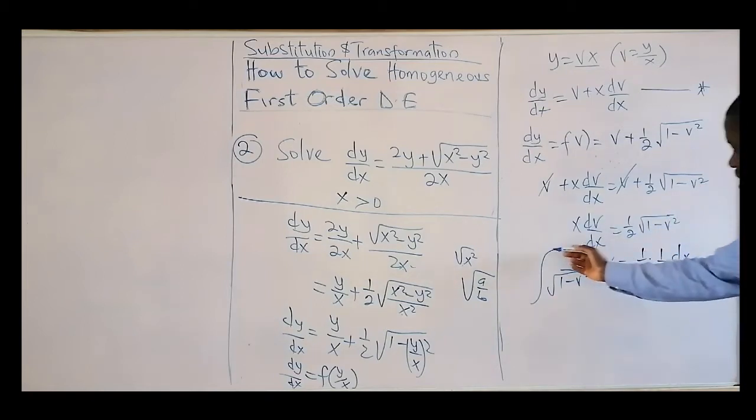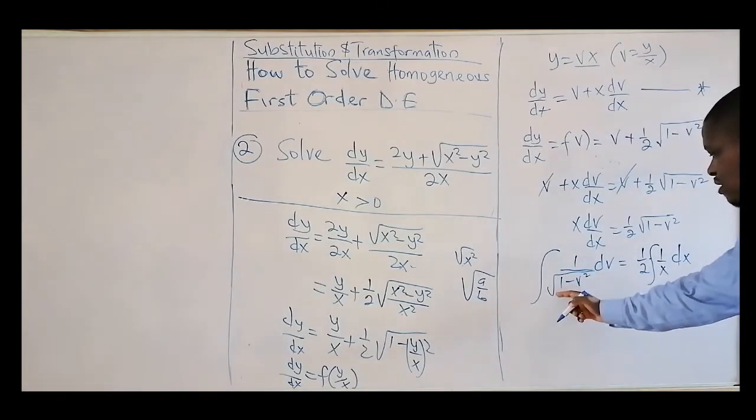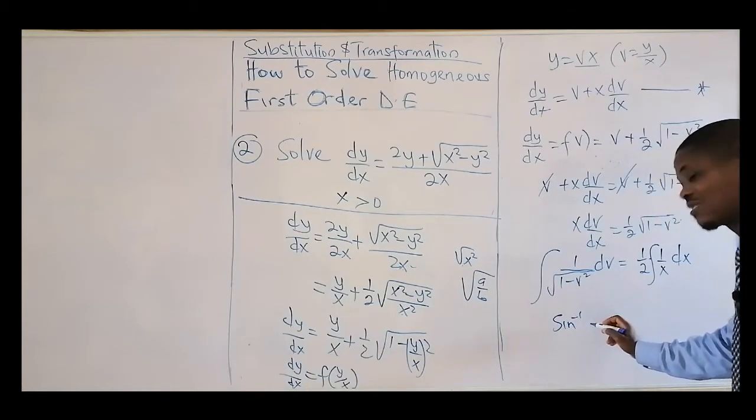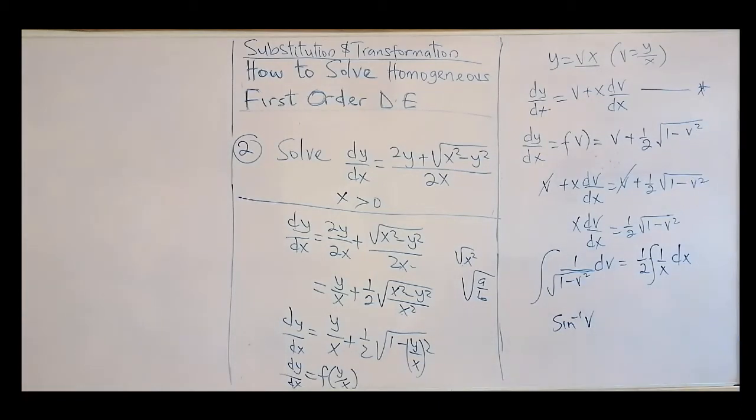Then the next thing is to take the integral of both sides. And this constant can go outside the integration. Then I have this. And then don't forget the integral of this function, 1 over square root of 1 minus v squared, is the inverse of sine, arc sine of v. It's just from the table, okay? And this will be equal to half ln x plus c.